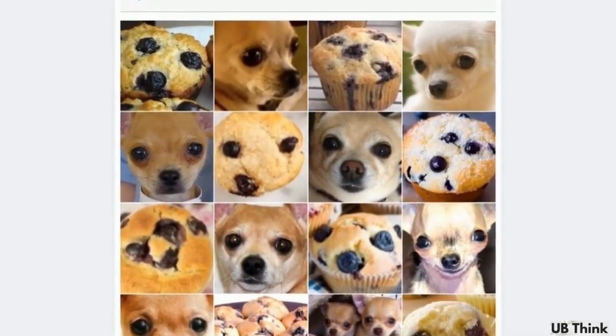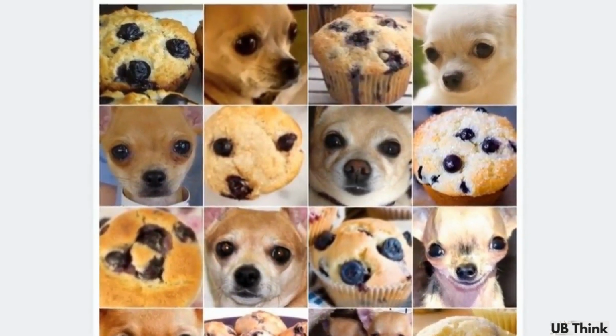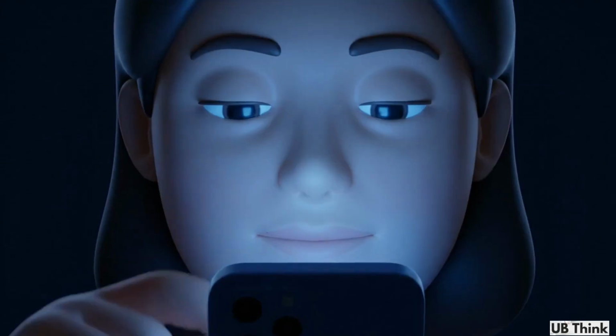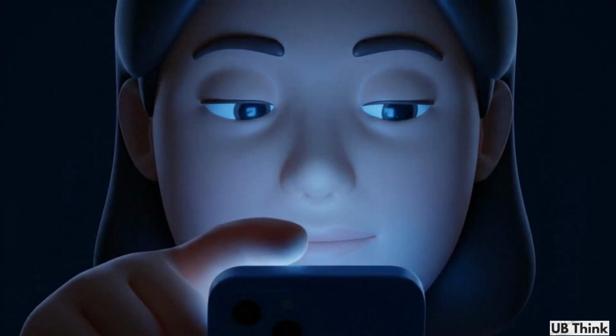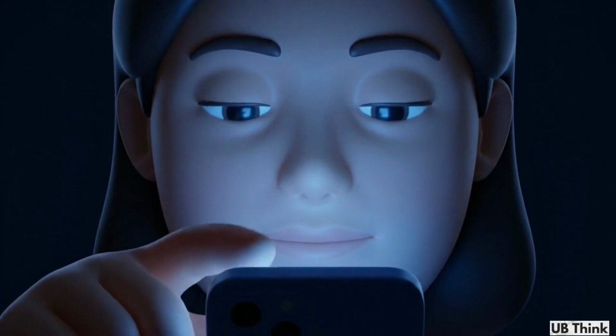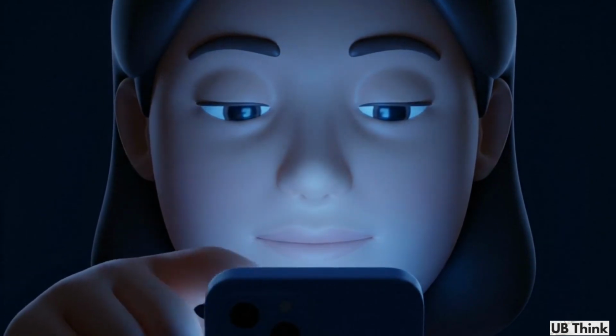Consider this grid of chihuahua faces and blueberry muffins. You don't have to study these images to tell them apart. Your automatic processing system identifies the differences without any deliberate mental effort.